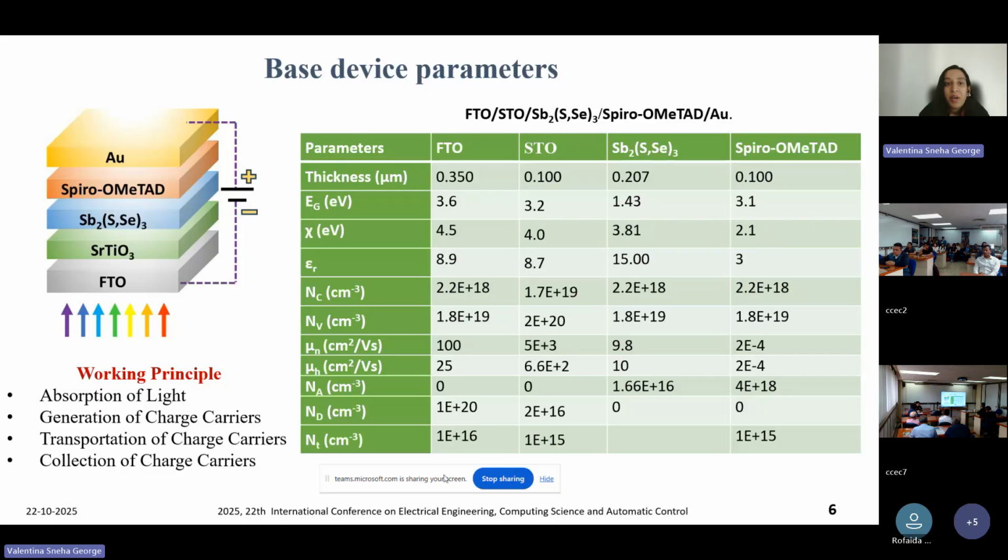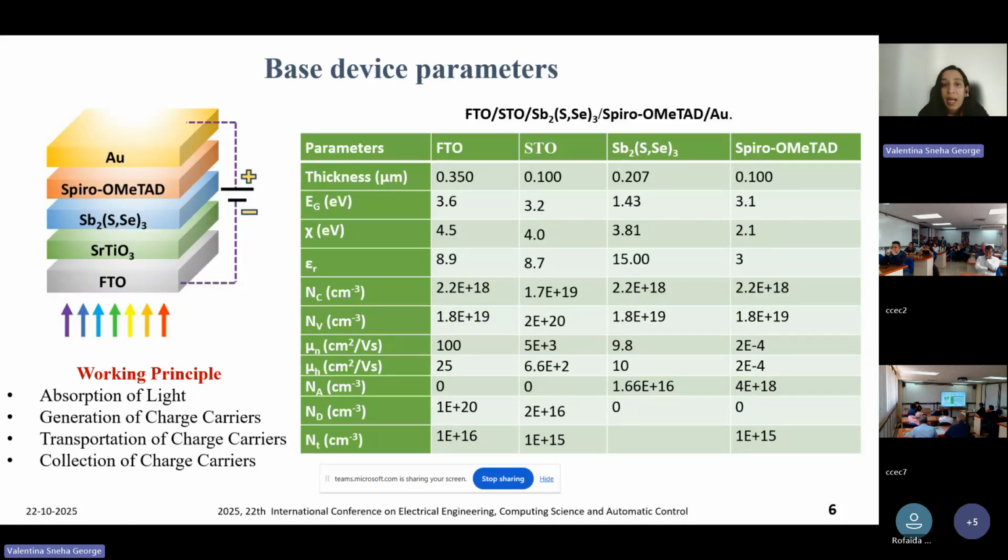So initially, we have fabricated our base device structure using this configuration. The general working mechanism is the absorption of light: when light passes through the FTO and electron transport layer, that is strontium titanate, and reaches the absorber, where the absorption of light takes place, and charge carriers are generated, where the respective charge carriers are separated and transported through the HTL and ETL and collected at the respective contacts. And this is the working principle of the structure proposed.